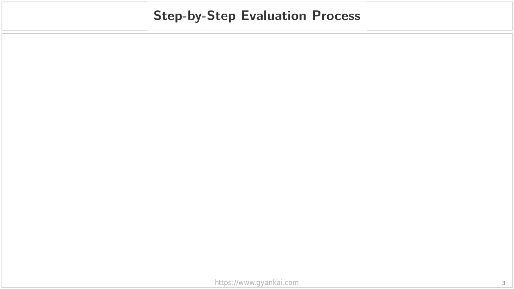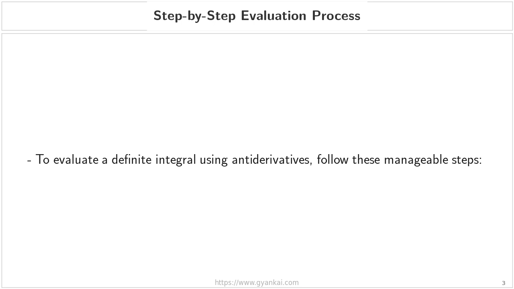Step-by-step evaluation process. Okay, so now that we understand why we can use antiderivatives to evaluate definite integrals, thanks to the fundamental theorem of calculus, as we discussed on the previous slides, let's break down how to actually do it. This slide outlines a clear, step-by-step process. To evaluate a definite integral using antiderivatives, follow these manageable steps.